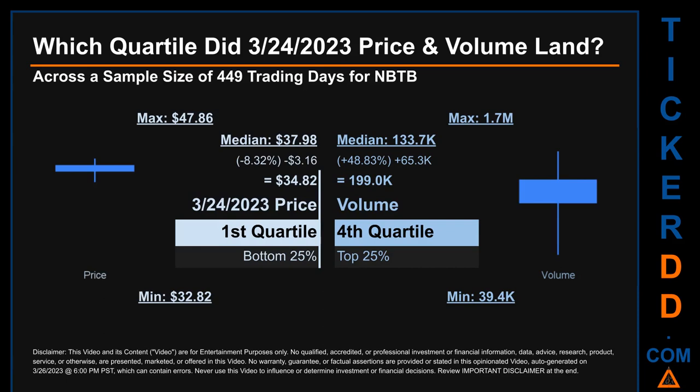Quartiles tell us about the spread of a data set by breaking that data set into quarters, just like how the median breaks the set into half. Descriptively, NBTB has a median price of $37.98. Therefore, March 24, 2023 price was lower from that middle marker by 8.32%. The day's volume of 199,000 was more than the median by 48.83%.